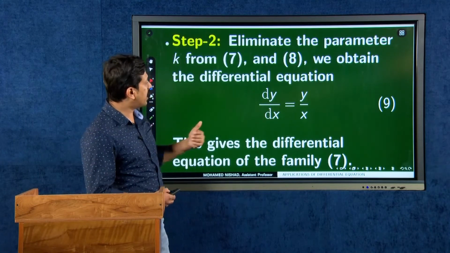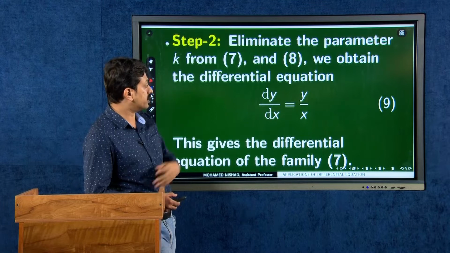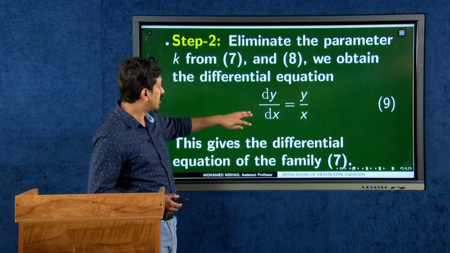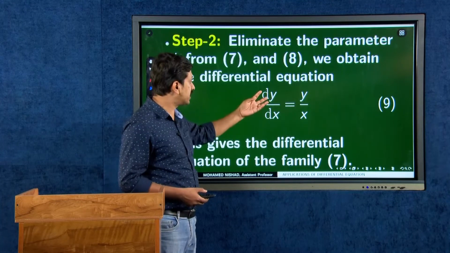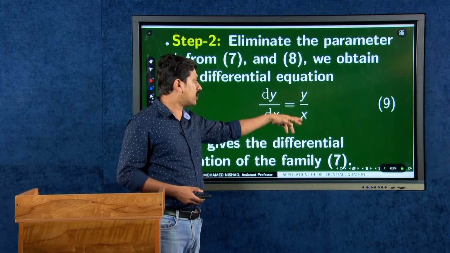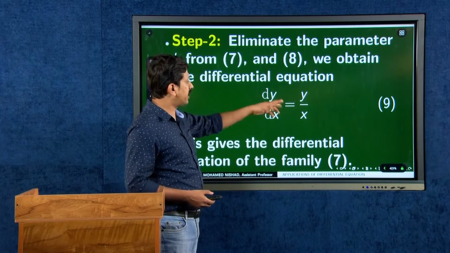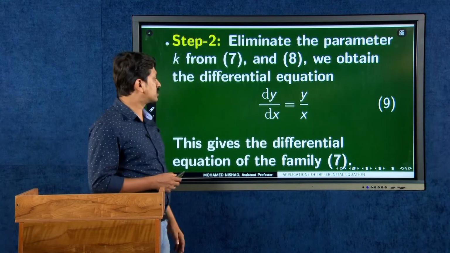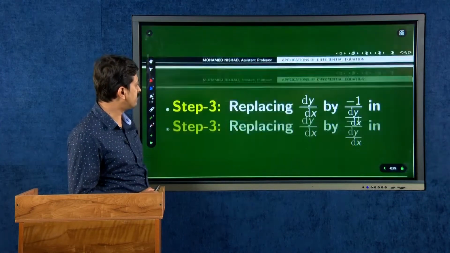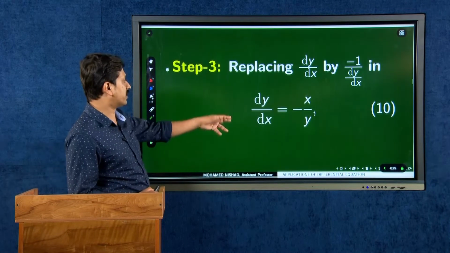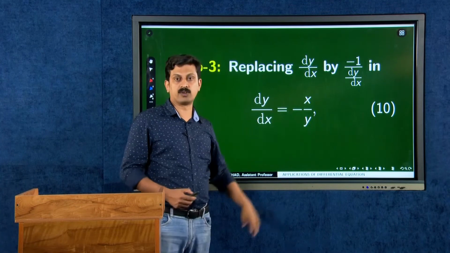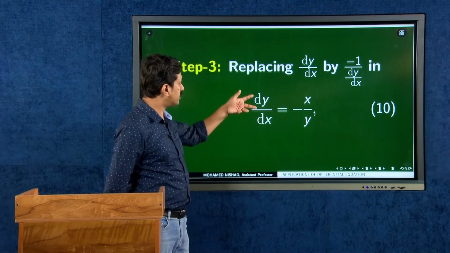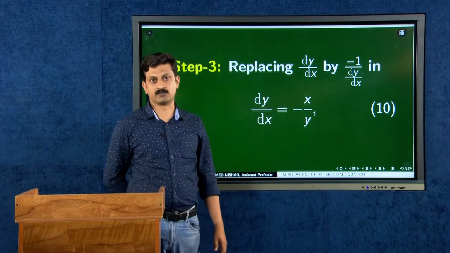So, minus 1 by dy by dx. We can take the reciprocal, so minus dx by dy is equal to y by x. So, dx by dy is equal to minus y by x. So, I can write dy by dx is equal to minus x by y.